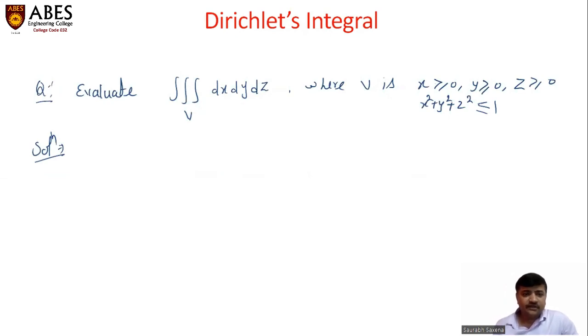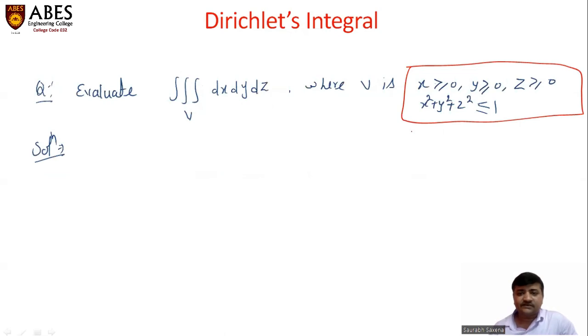Here is the question. We have to evaluate this triple integral dx dy dz over V, where V is defined for x greater than or equal to 0, y greater than or equal to 0, z greater than or equal to 0, and x square plus y square plus z square is less than or equal to 1. Here in the region, three conditions are the same, but the fourth one is not matching.